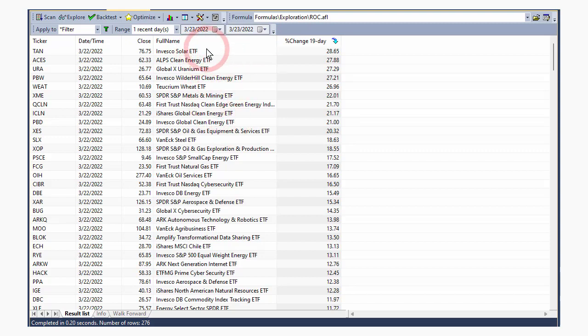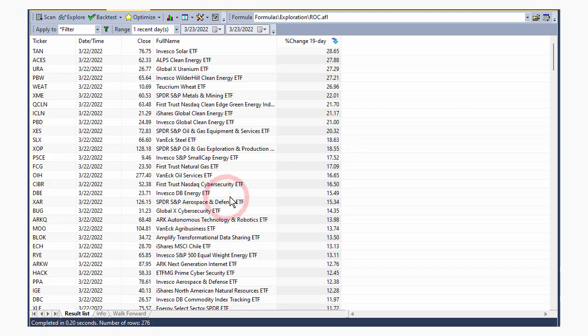Then if I reverse this to get the leaders, we can see some themes emerging. The first four are related to energy: solar energy, clean energy, uranium, fossil fuel alternatives. Wheat is commodities. Metals and mining, that's mostly steel. That's commodities. More green energy. Then we get oil and gas and again steel. So we're getting a commodity theme.